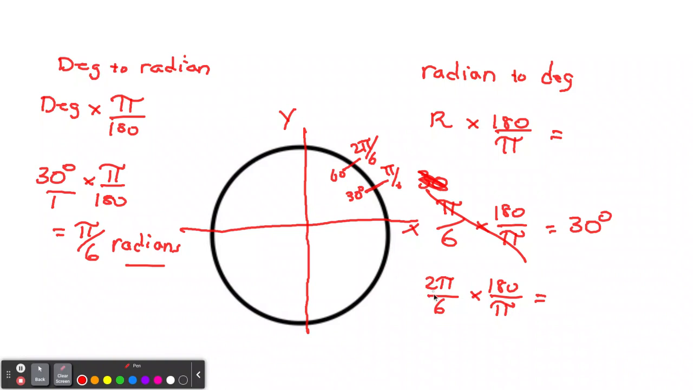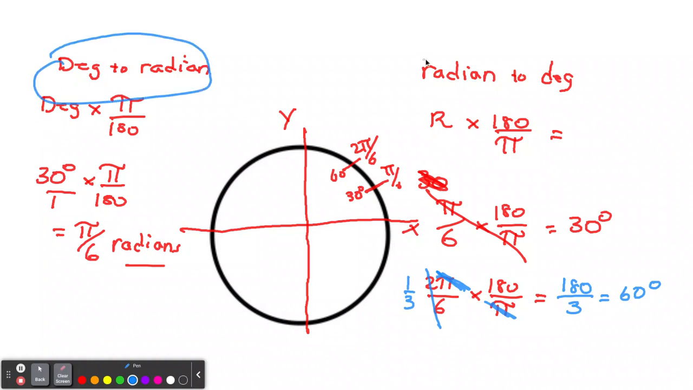Instead of saying 2 over 6 pi, you can say, we'll just change the color. Cross that out, it'll be 1/3 pi. And then you can cancel the pi's out, right? So you have 180 over 3, which gives us 60 degrees. So again, this is the formula degree to radian. This is the formula radian to degree.